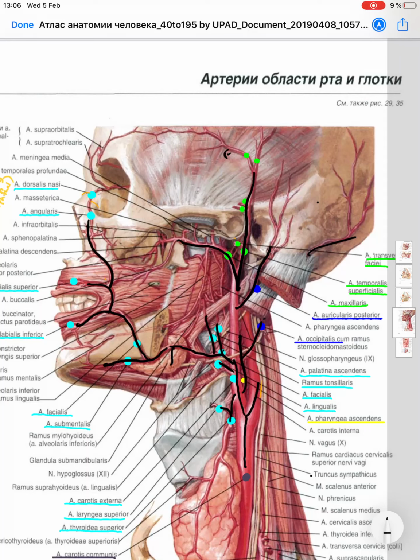And here from the superficial temporal artery, it gives ramus frontalis and the parietal ramus. Parietal ramus will make anastomosis with the occipital artery, and ramus frontalis, you can see it is making anastomosis with the supraorbital and supratrochlear artery. So those are the main branches of the external carotid artery.